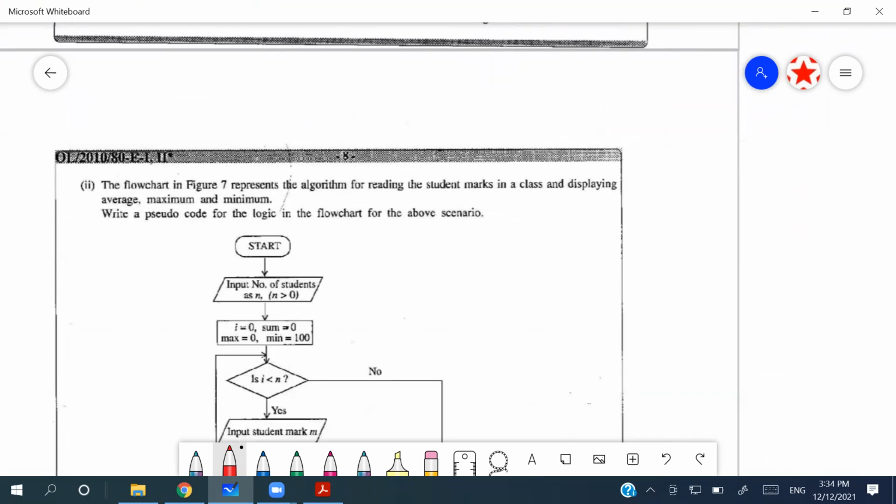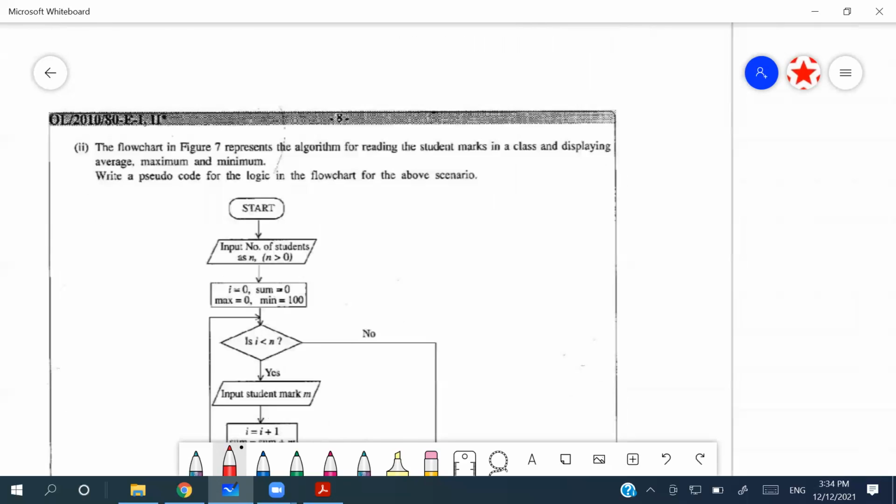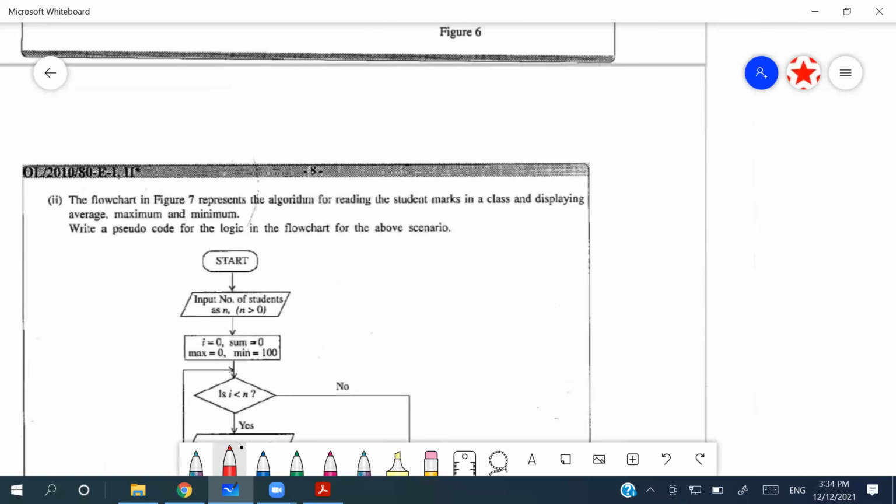The second question, in the second part, the fourth question: the flow chart in figure 7 represents the algorithm for reading the student marks in a class and displaying the average, maximum, and minimum. Write pseudocode for the logic in the flow chart for the above scenario. When you have the flow chart, it is easy to write the pseudocode. The only place where you have to be careful is when you are finding a condition. You have to figure out whether it is a selection or an iteration, right?